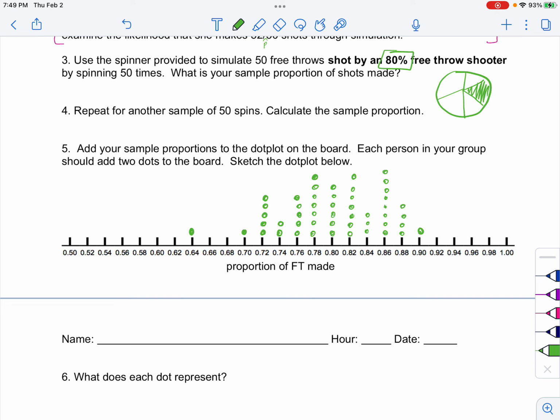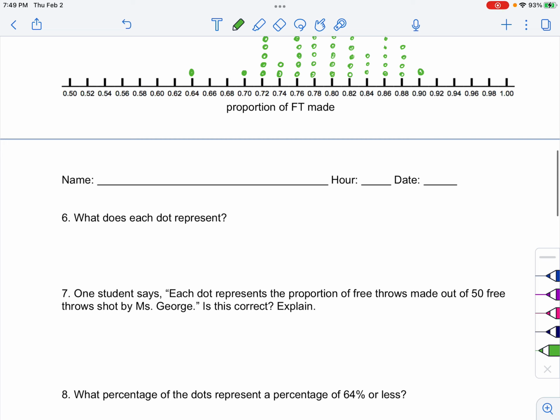All right. Now, what does each dot represent? If you had gotten a little bit stumped on 3 to 4, take a pause now that you have the data, see if you can fill out the rest.